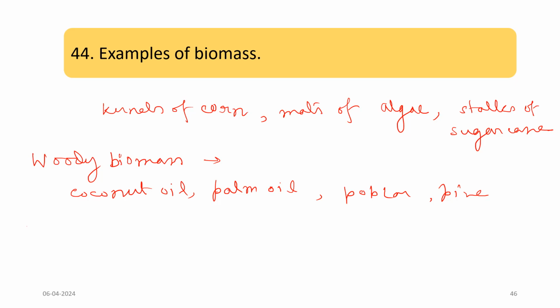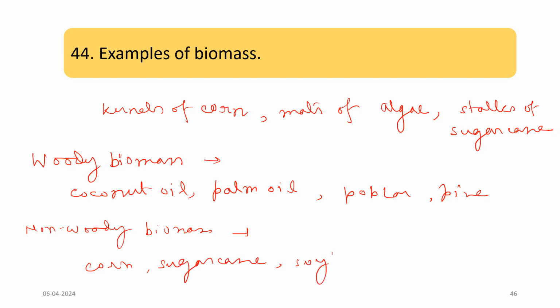And the non-woody biomass are corn, sugarcane, soybeans, and algae. So these are the non-woody, and they are used for production of biofuels. So woody biomass is used for production of electricity, and non-woody biomass is used for production of biofuels. So these are the examples of biomass.